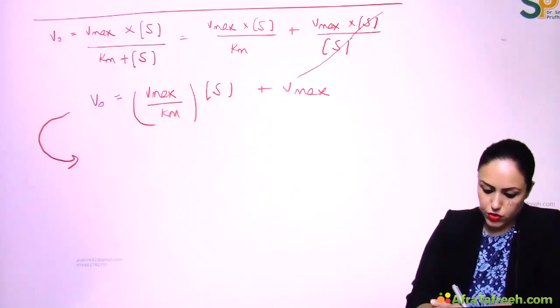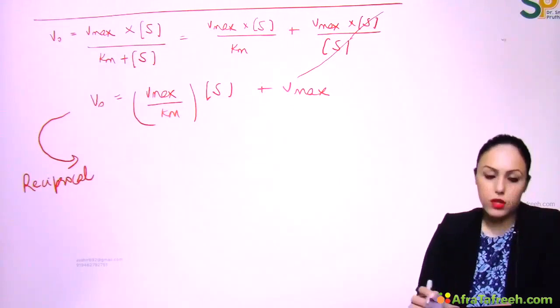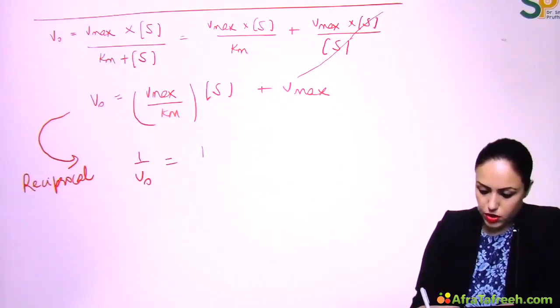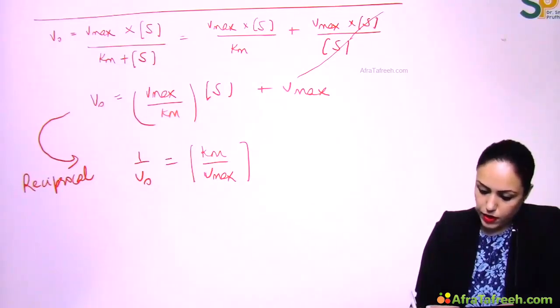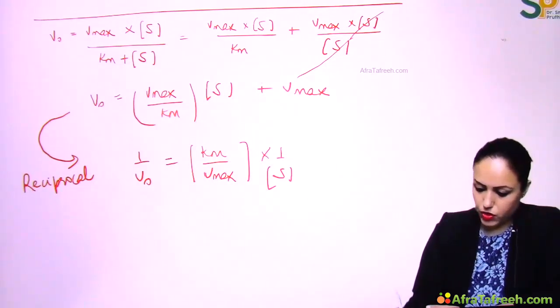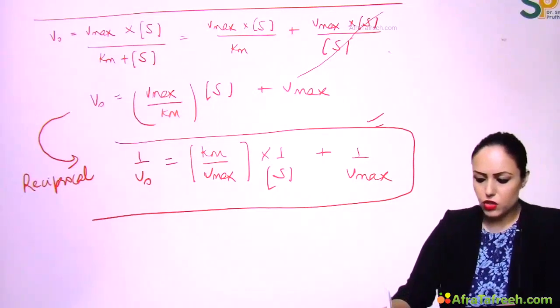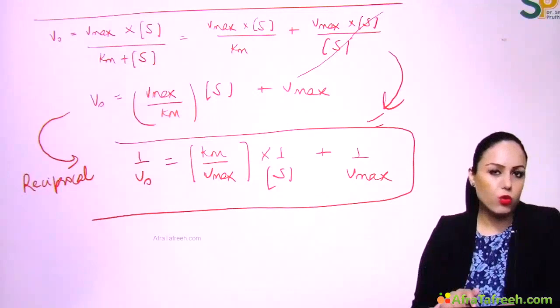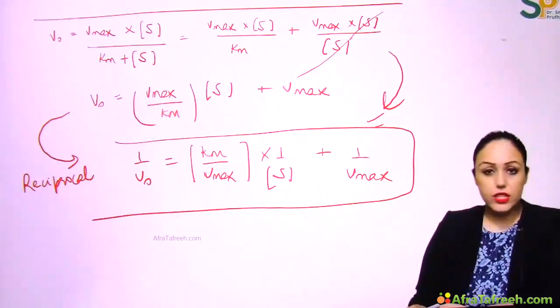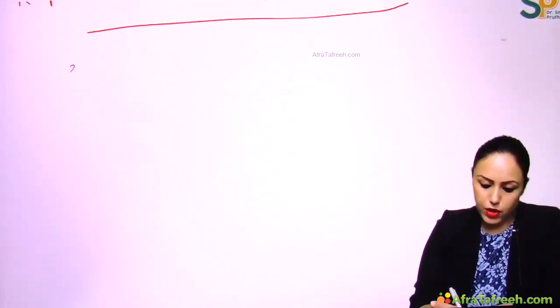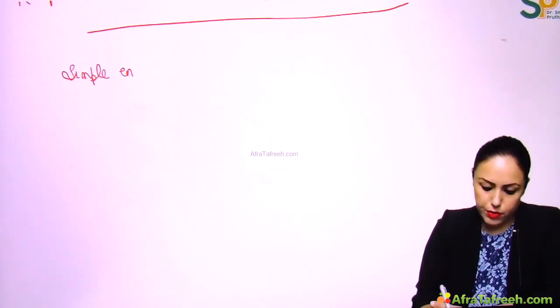I'll just take the reciprocal of this to give the equation of the Lineweaver-Burk plot. So 1 by V naught is equal to Km by Vmax into 1 by substrate concentration plus 1 by Vmax. So this will be the equation of the Lineweaver-Burk plot. Very easy. I have just deduced it from the Michaelis-Menten equation. So we have done the rectangular hyperbola graph and the Lineweaver-Burk plot. This rectangular hyperbola graph was for simple enzymes.